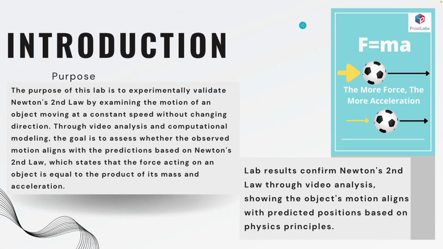So you got the introduction, and the purpose of this lab is to validate Newton's second law by examining the motion of a moving object at a constant speed without changing the direction. Now we're gonna see the analysis of the video and then the model that's been computed, and comparing them together would sort of validate Newton's second law. And then our goal is to assess whether the observed motion aligns with the prediction. And we'll eventually find out that the lab results do confirm Newton's second law through the video analysis, showing that the object's motion aligns with predicted positions based on the physics principles.